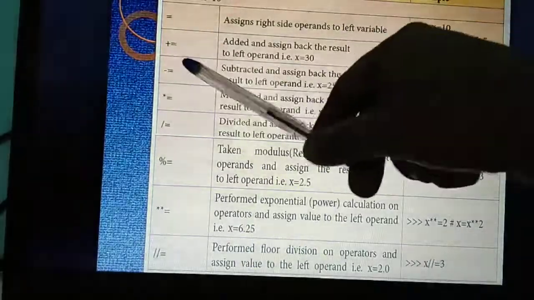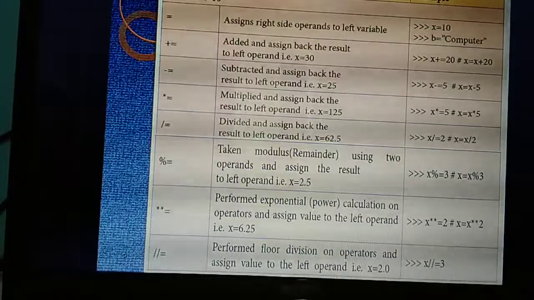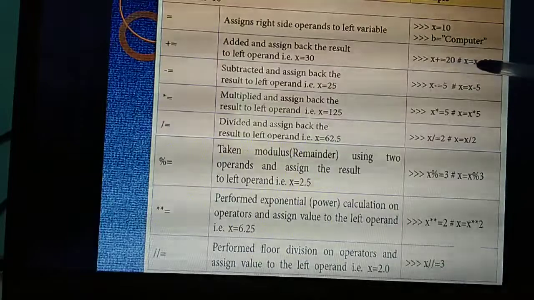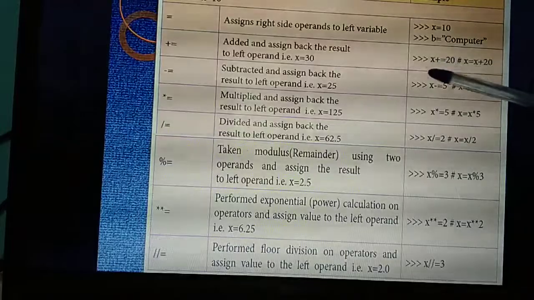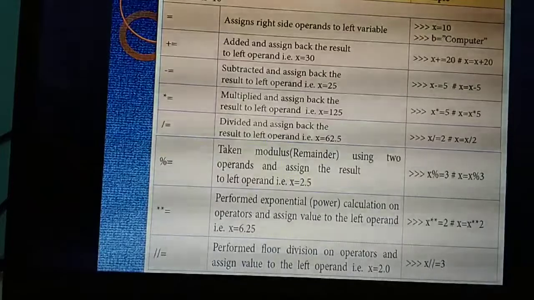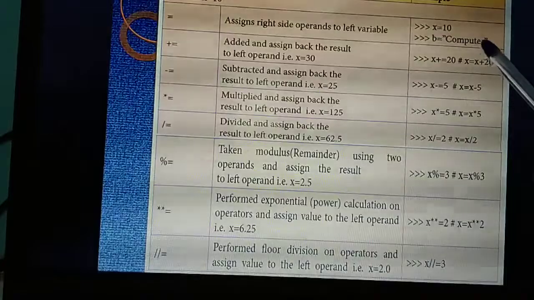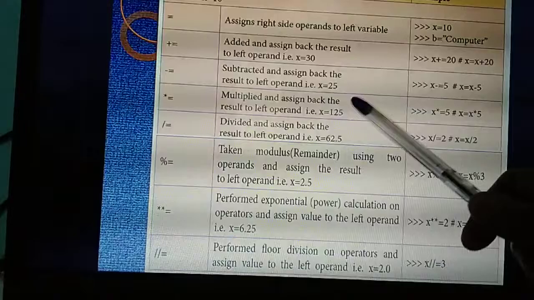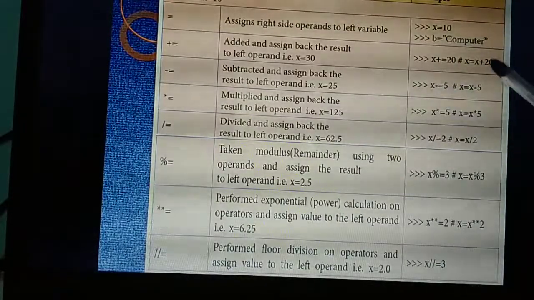Understand? Next, plus equal to. It adds and assigns the result back to the left operand. So listen. x plus equal to 20 means x equal to x plus 20. What's the meaning of x plus equal to? It will add once more and store the answer. Likewise, minus equal to means the same thing. By reading itself you can understand. x minus equal to 5 means x equal to x minus 5.